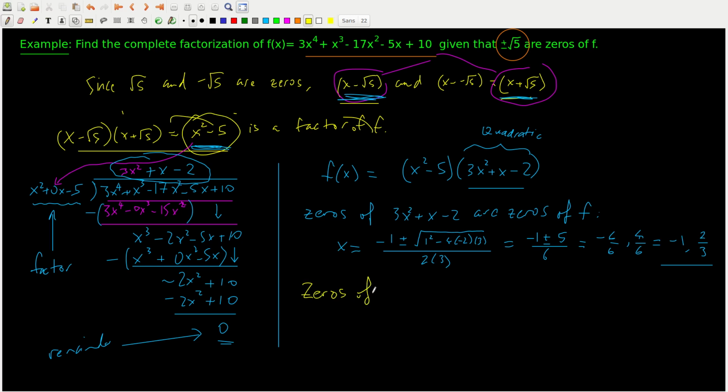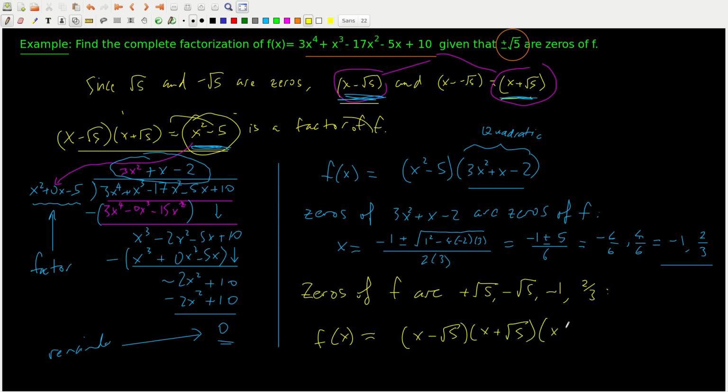What were the zeros of f? Well, the zeros of f were given to us, two of them, plus the square root of 5, minus the square root of 5. We've just found two more, minus 1, 2/3. We know from the fundamental theorem of algebra that every nth degree polynomial has n zeros. And so now we know we have all the zeros. And so each zero corresponds to a single factor. Some of the factors might be the same if the zeros were the same.